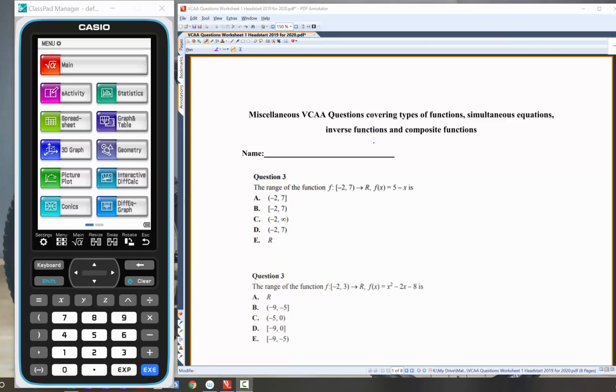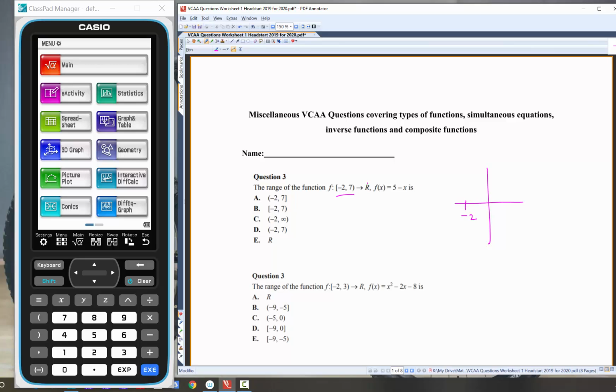So here are the solutions to the holiday homework on these topics here. So let's get straight into it. So we're looking for the range, what can come out of this linear function given this domain right here. So let's get a quick idea of it.